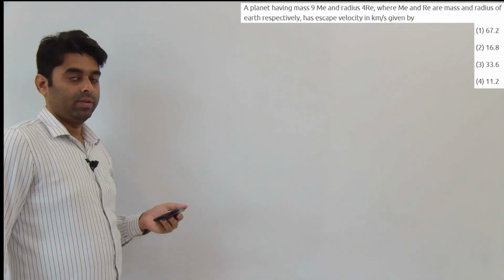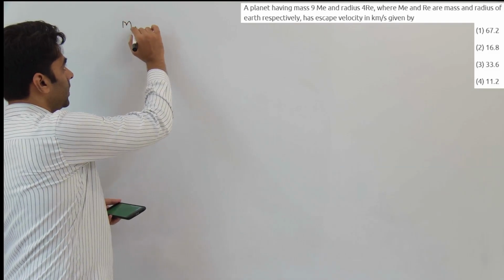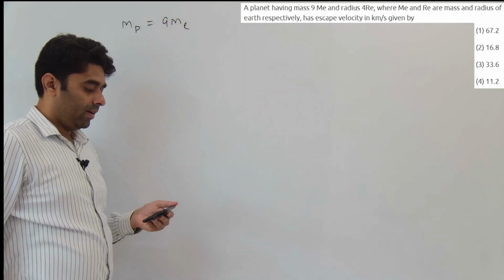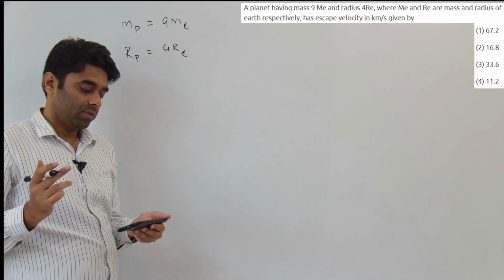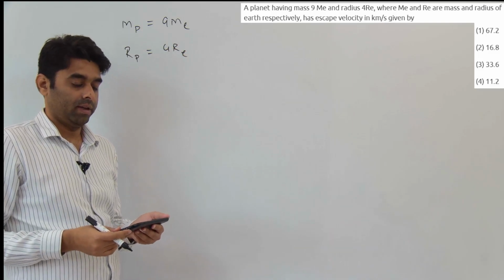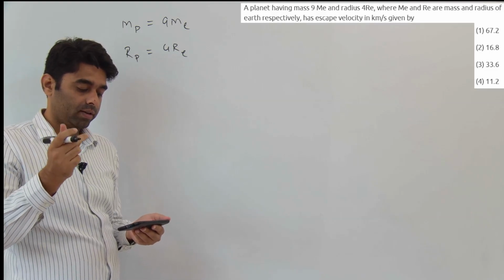Yeah. So our question is, a planet having mass 9 ME, mass of planet is 9 ME, and radius 4 RE, radius of planet is 4 RE. Okay. ME and RE are the mass and radius of Earth respectively, has escape velocity in kilometer per second given by, 4 options are given to you: 67.2, 16.8, 33.6 and 11.2.